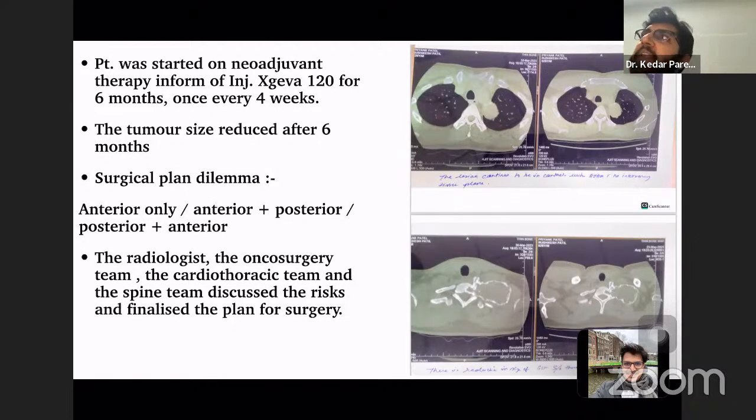From this point, we were then planning to operate the tumor. The dilemma that came to us was whether to go anterior only. Should we go anterior after that posterior, or posterior first and then anterior?